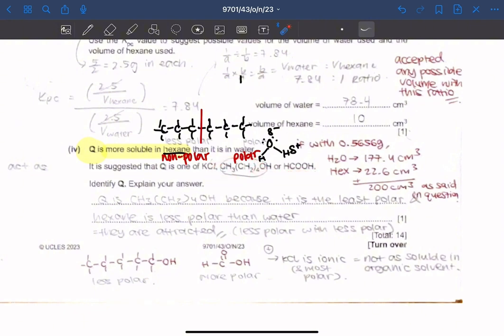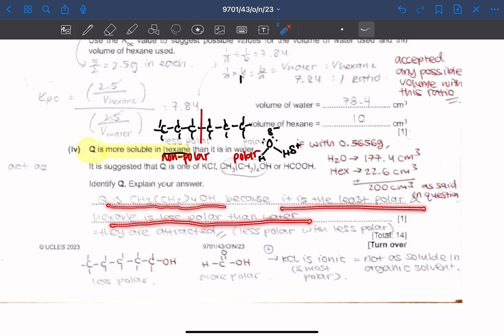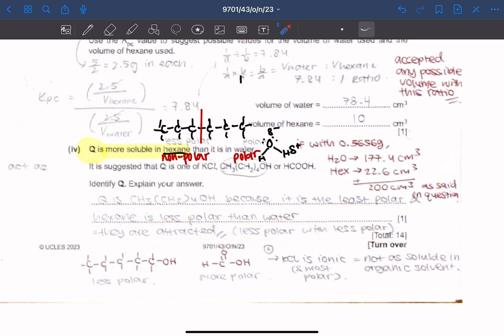We know that HCOOH can form delta plus here, delta minus here, and form a more polar compound compared to CH3CH2 4OH. And so we can state that Q is CH3CH2 4OH because it is the least polar, and hexane is less polar than water, and thus they are attracted. Less polar with less polar forms attraction, and this is 1 mark.